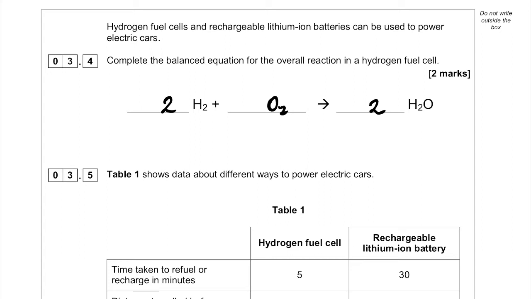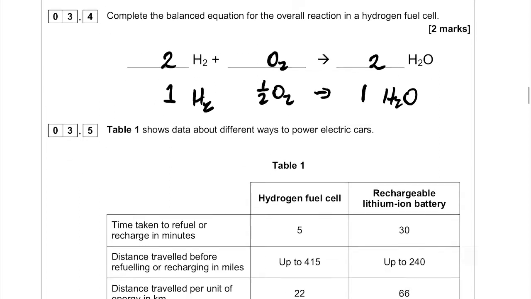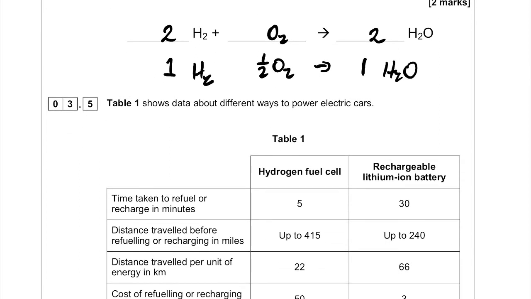You can also use a fractional value of oxygen if you wish. So you can do half a mole of O2 gas plus 1 lot of H2 gas goes to 1 mole of H2O, liquid. So that's the 2 marks.